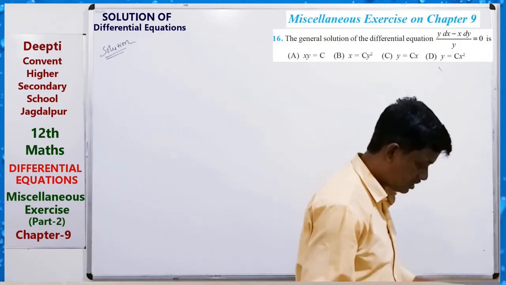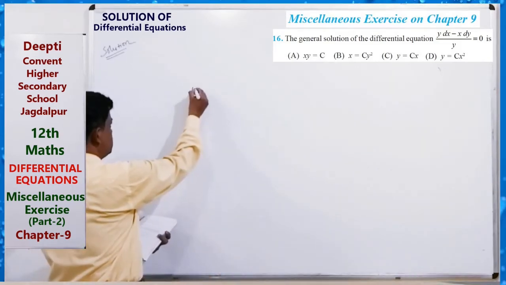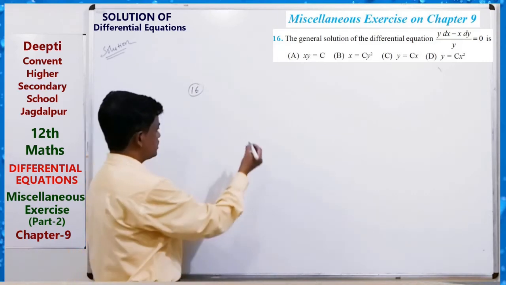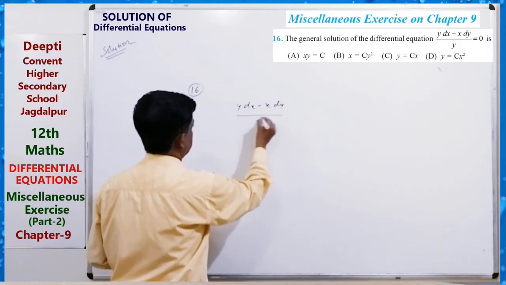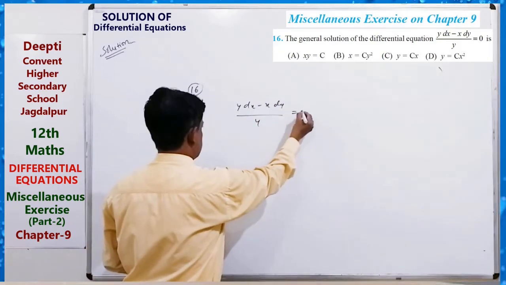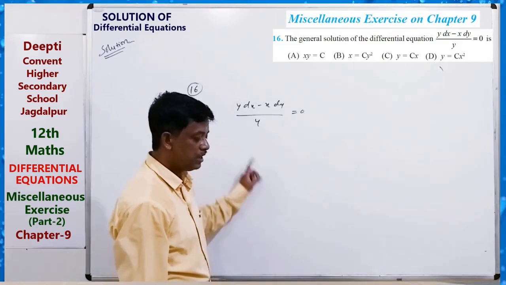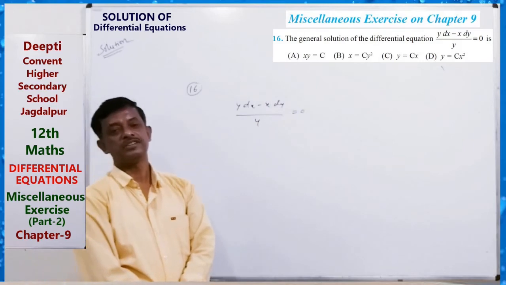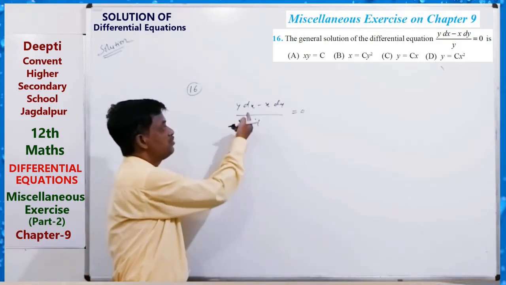General solution of this. This is question 16. What is given? y dx minus x dy upon y equals 0. Okay, y dx minus x dy upon y equals 0. What is the general solution of this? So very simple.